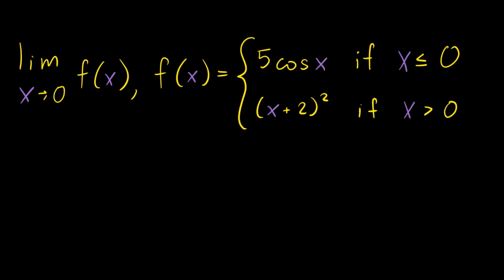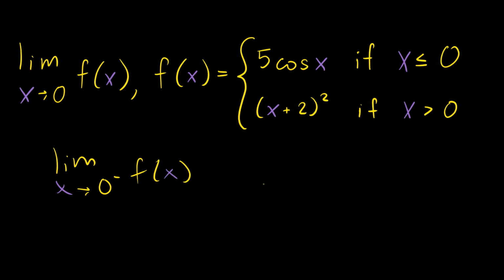So we have the limit as x approaches 0 of f of x, where f of x is equal to 5 cosine of x whenever x is less than or equal to 0, or it's x plus 2 squared whenever x is greater than 0. Let's try the same strategy as before. Let's take the left side and right side limits for this. So we'll have the limit as x approaches 0. I'm going to start from the left side once again, and that'll be of f of x. So f of x right there.